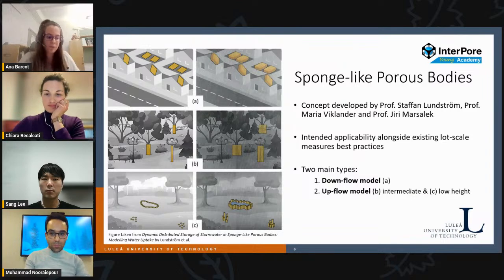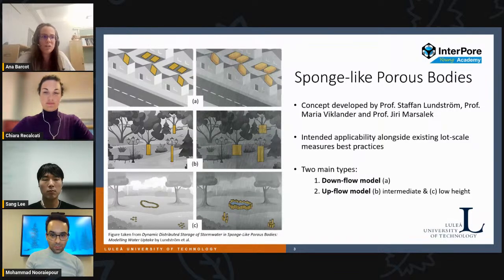As you might be aware, urbanization in developing areas affects the hydrological cycle, increasing the runoff and risk of floods, mainly by reducing the abstractions. So here, with the modern drainage system, the main idea is to restore the pre-developed catchment conditions by increasing the water abstraction. And of course, when we talk about these types of modern designs, they can be developed at various scales. In particular, when we talk about sponge-like porous bodies, we're talking about lot scale measures.